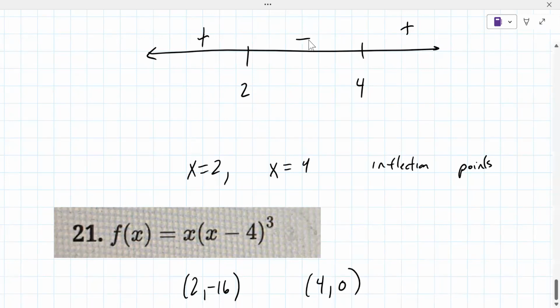Again, if it goes from plus to minus or minus to plus, it is an inflection point. It is not always alternating in sign. Don't make that mistake of thinking it always does that. It may appear to be that way, but you know what they say about assumptions. So just be careful with that. It's concave up from minus infinity to 2 and 4 to infinity, and concave down from 2 to 4.